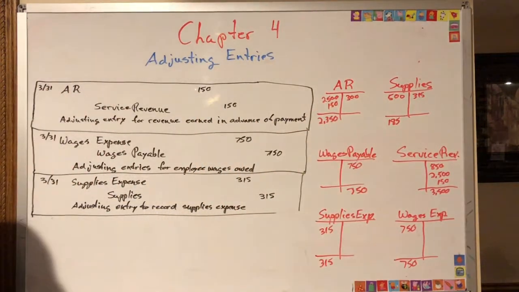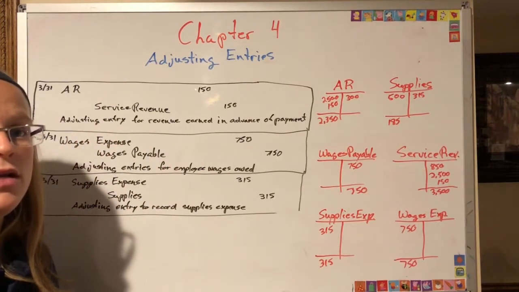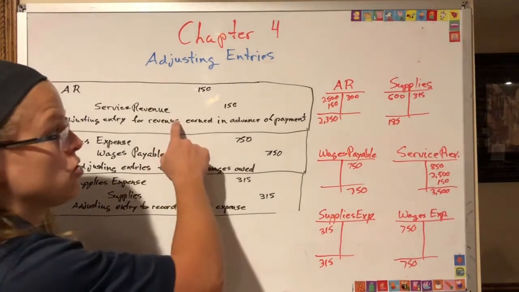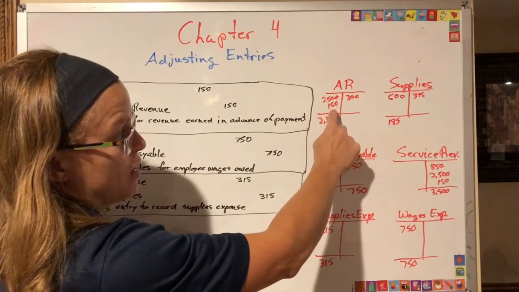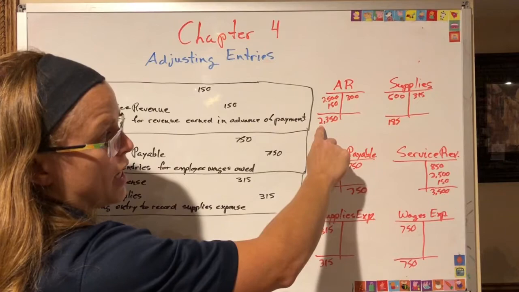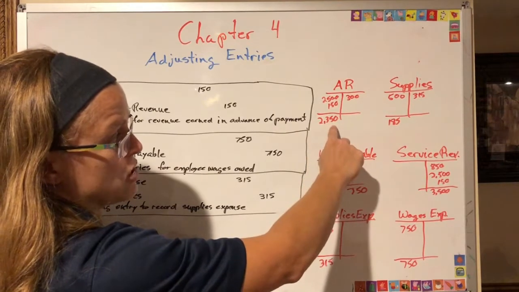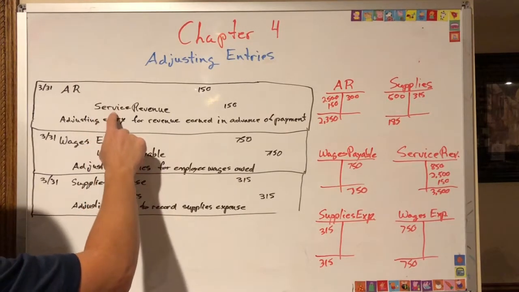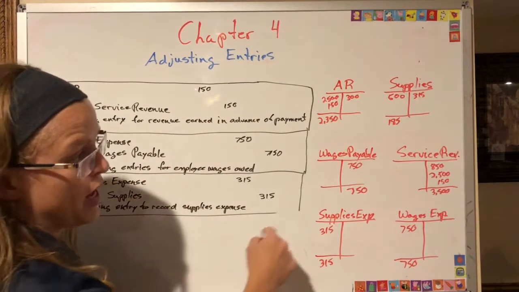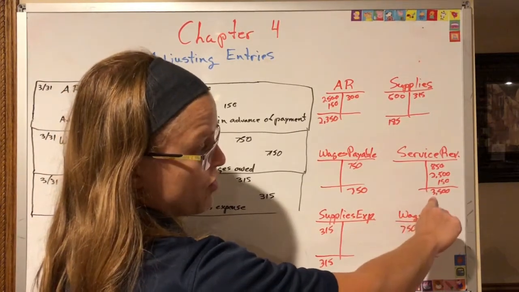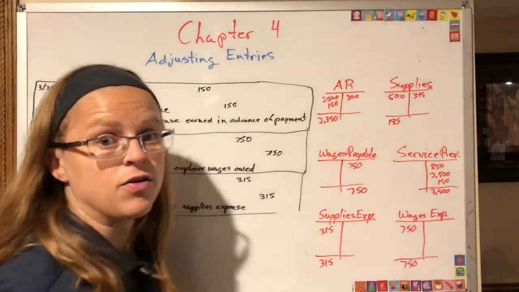$150 here because it's an adjusting entry for revenue earned in advance of payment. So Ann earned that revenue, but she wasn't paid for it yet. So we adjust the entry $150 on the debit side. So our total accounts receivable ends up being $2,350. The other account impacted is service revenue, $150. So we add the $150 to service revenue, and our service revenue account increases to $3,500.